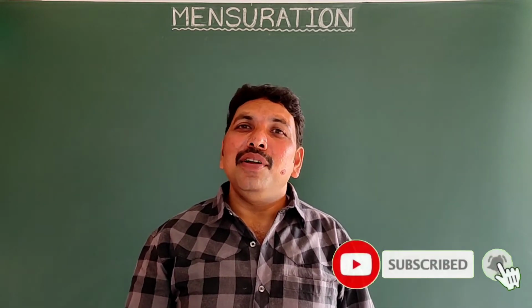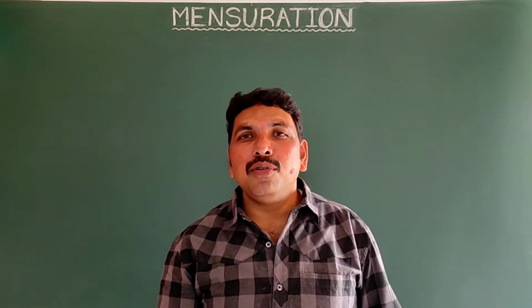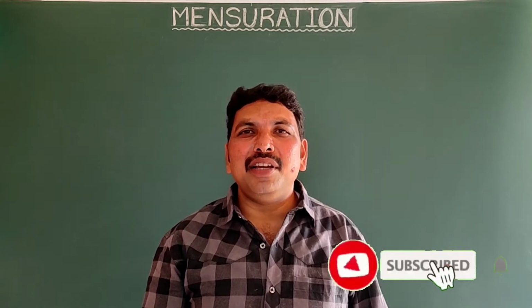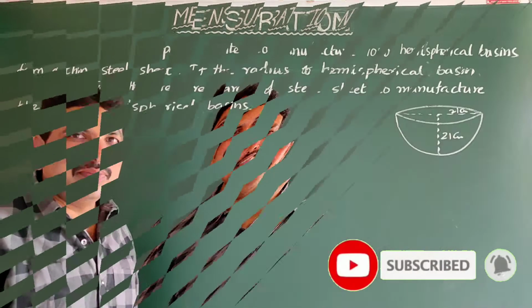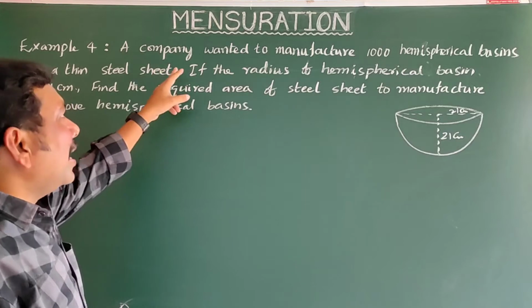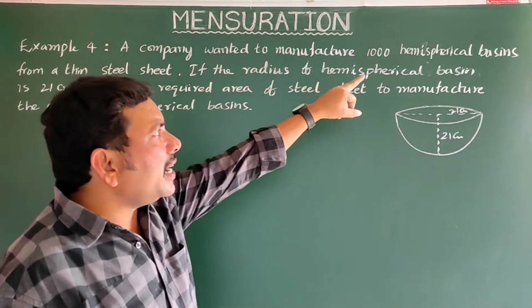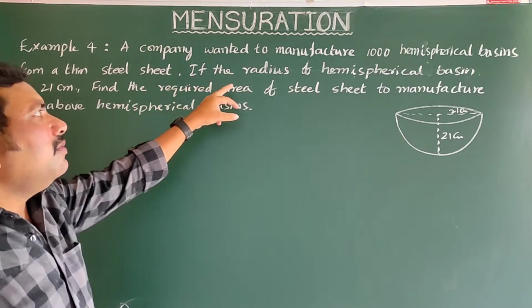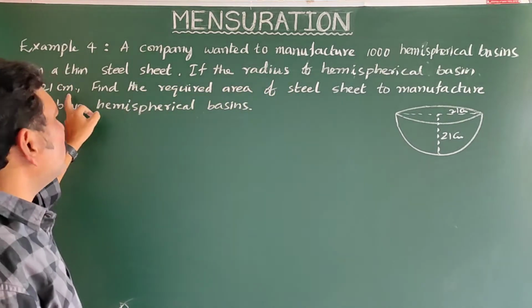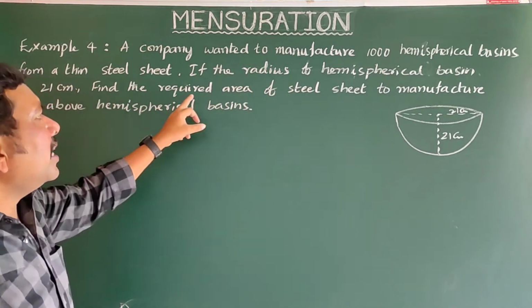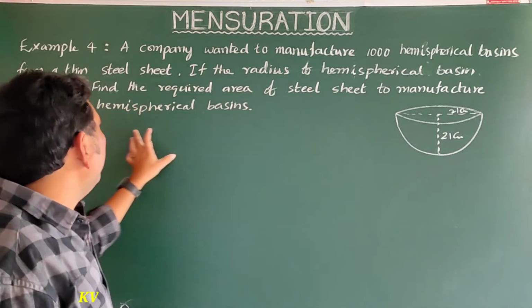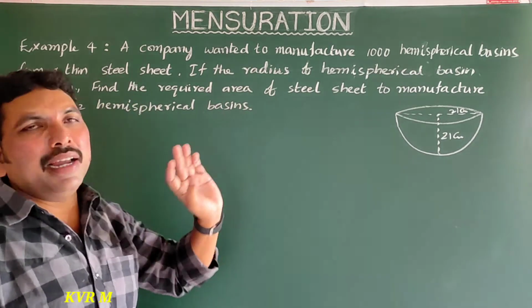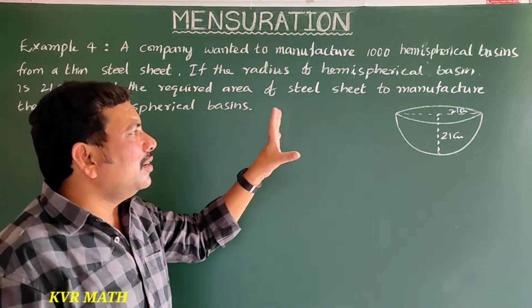Today in this video, let us discuss examples 4 to 7 in mensuration of 10th class mathematics. Next, fourth example. A company wanted to manufacture 1000 hemispherical basins from a thin steel sheet. If the radius of the hemispherical basin is 21 centimeters, find the required area of steel sheet to manufacture the above hemispherical basins. So, look here.